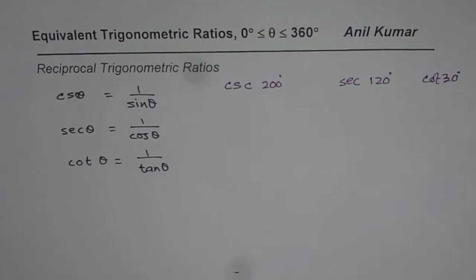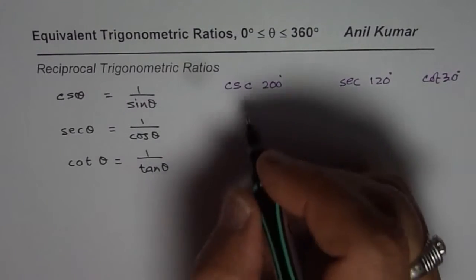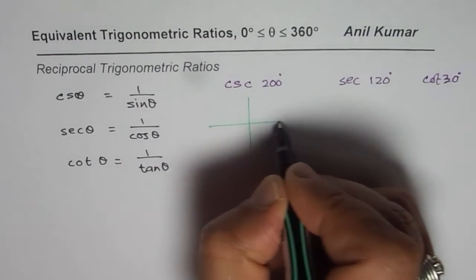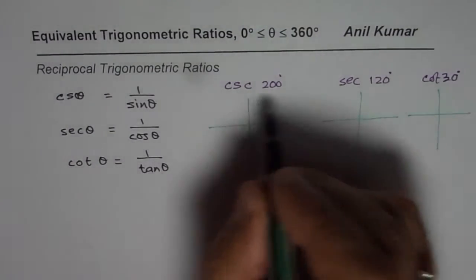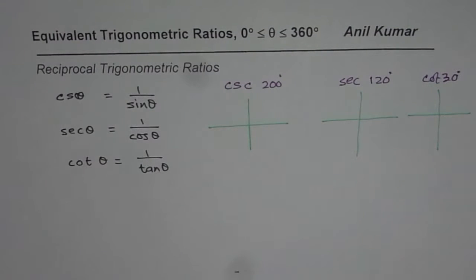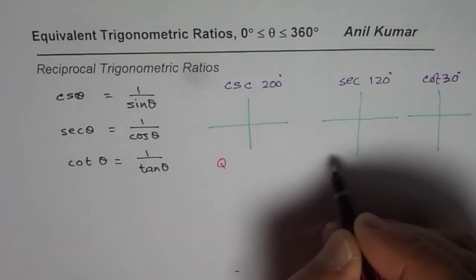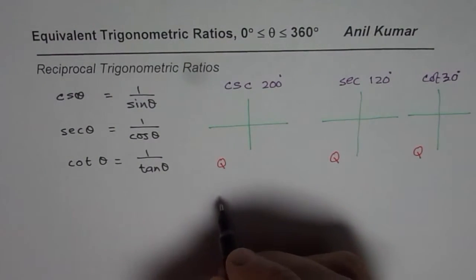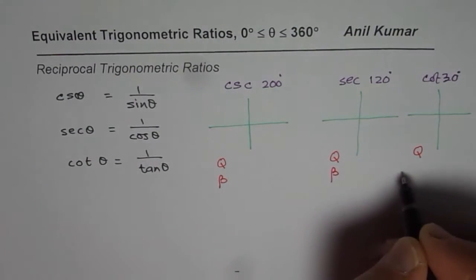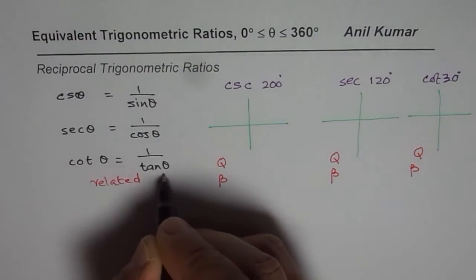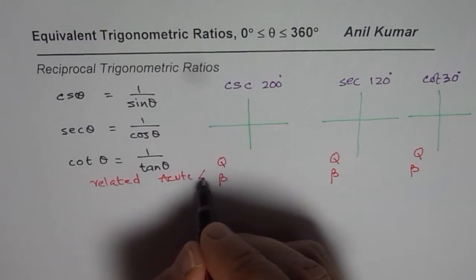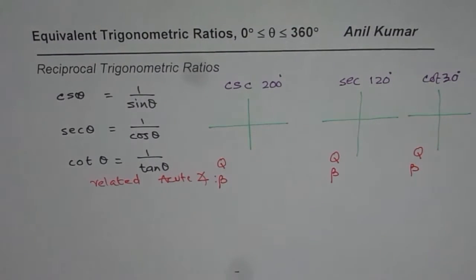So how are we going to do it? As we did in one of our videos, we will figure out two things. First thing is, in which quadrant do they lie, so that we know what the sign is for these ratios. And second is, what is the related acute angle? So we want two things. First thing we want to know is the quadrant, right? For each, what is the quadrant number? And second, we want related acute angle beta. So beta is our related acute angle. Okay, these are the two things which we need to find.